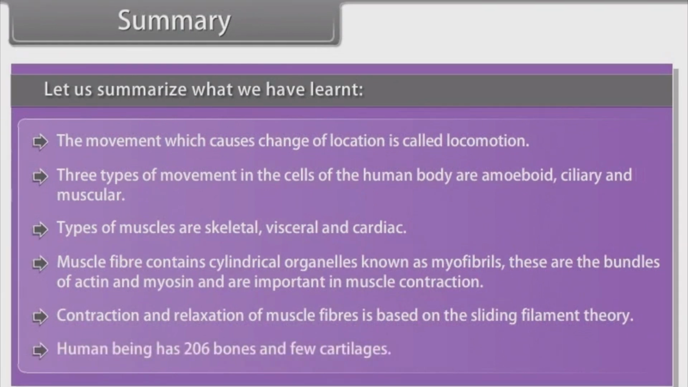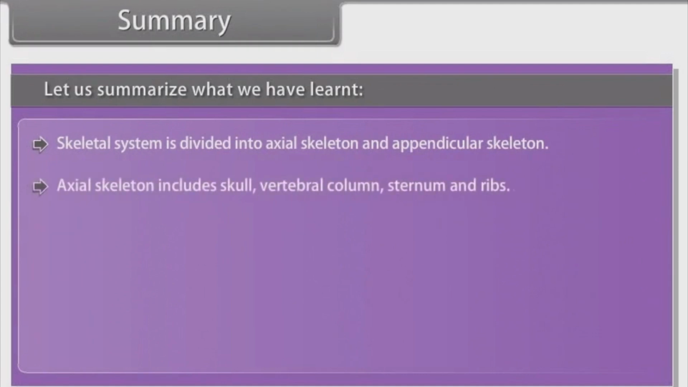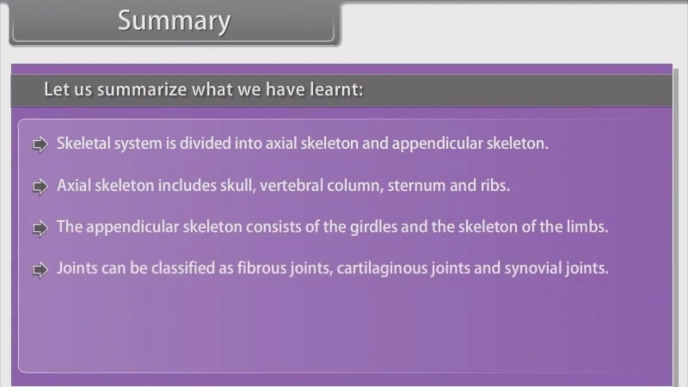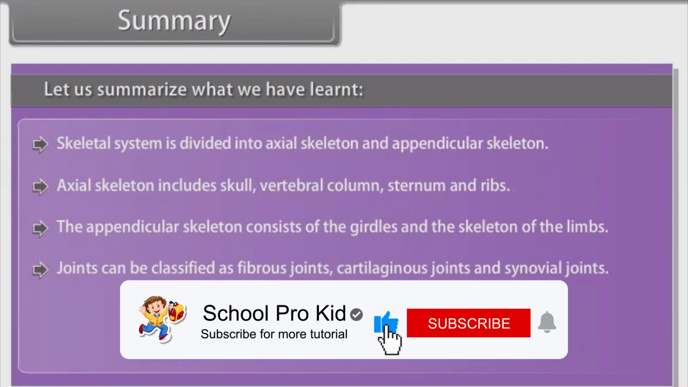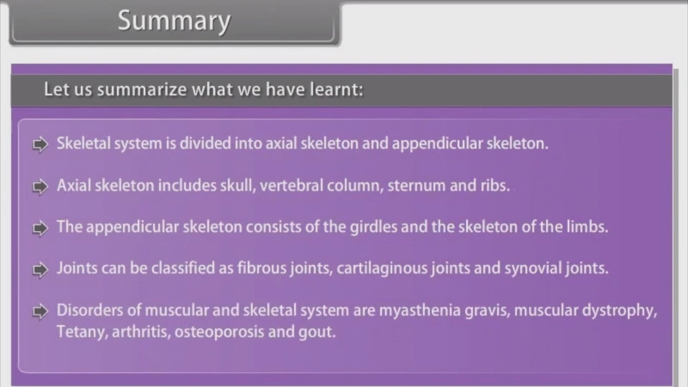Human beings have 206 bones and a few cartilages. The skeletal system is divided into axial skeleton and appendicular skeleton. Axial skeleton includes skull, vertebral column, sternum and ribs. The appendicular skeleton consists of the girdles and the skeleton of the limbs. Joints can be classified as fibrous joints, cartilaginous joints and synovial joints. Disorders of muscular and skeletal system are myasthenia gravis, muscular dystrophy, tetany, arthritis, osteoporosis.